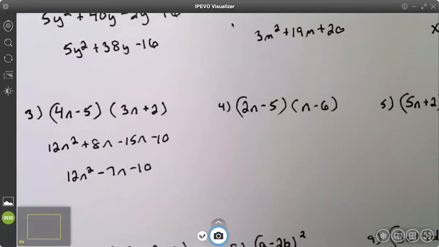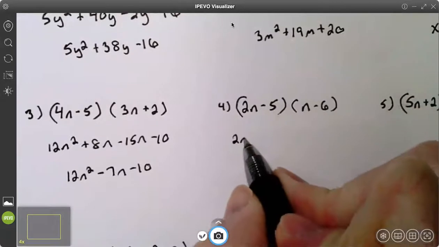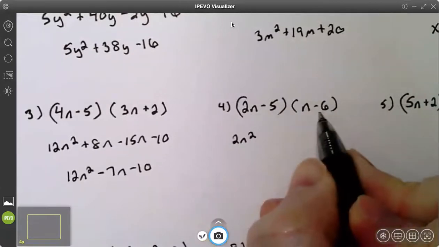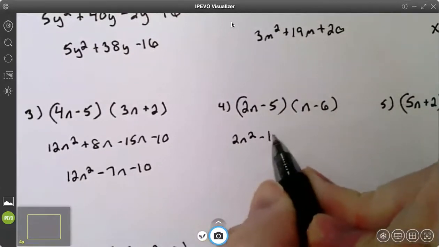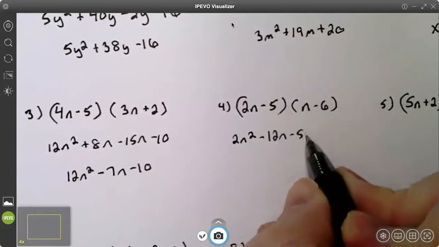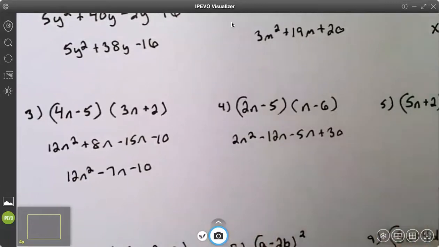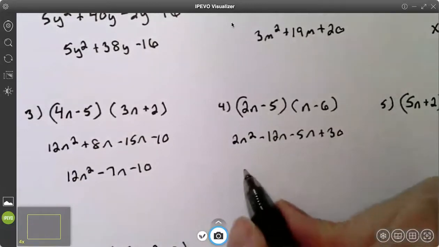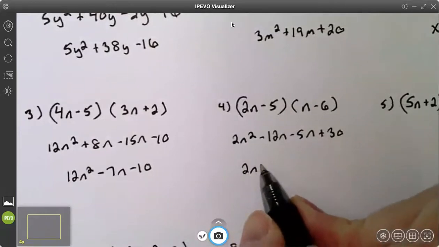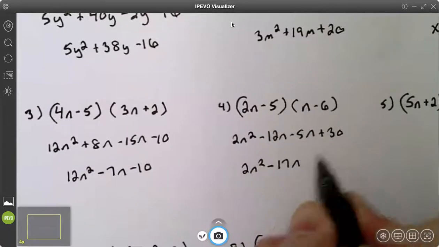Number 4. On number 4, 2n times 1n is 2n squared. 2n times negative 6 is negative 12n. Negative 5 times n is negative 5n, and negative 5 times negative 6 is positive 30. Combine like terms in the middle. Bring the first and the last term down. You get 2n squared, negative 17n, positive 30.